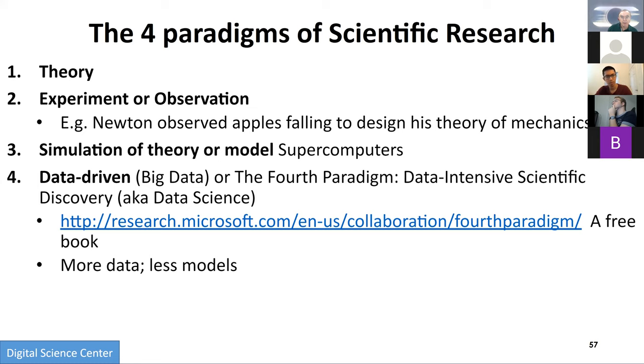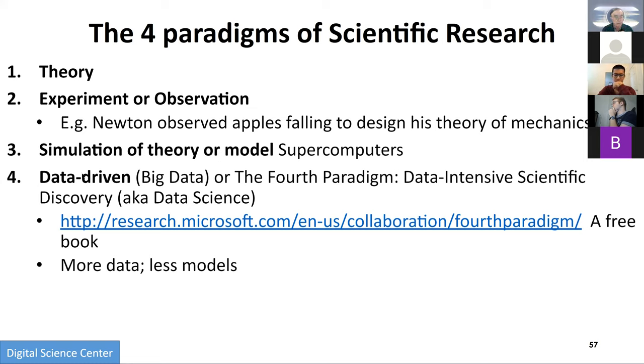All right, so we have the four paradigms of scientific research. Theory, experiment, what's called computational science, that's number three, and data science, number four. And data science is roughly the same as data-intensive scientific discovery. Computational science is roughly the same as simulation. Experiment or observation should go together. Number one goes with number three because the simulation is usually the simulation of a theory. Number two goes with number four.